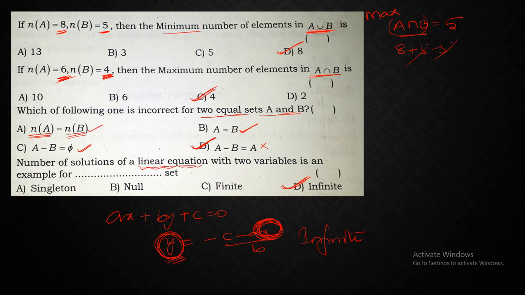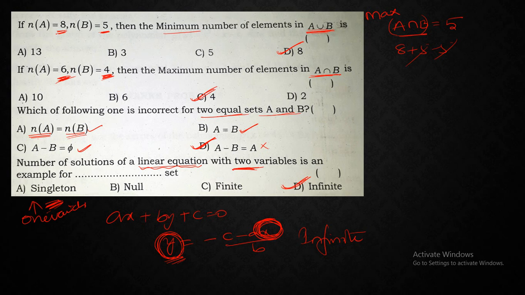If he has given two linear equations, then it may depend on the given pair of linear equations, right? If it is other than two variables, if only one variable is given, then it is a singleton set. So remember, for one variable, the answer is a singleton set, right?